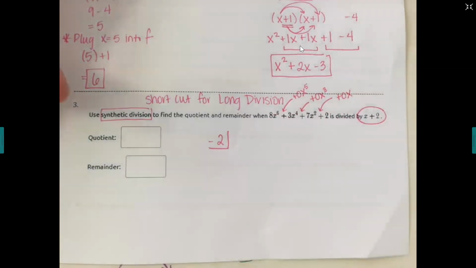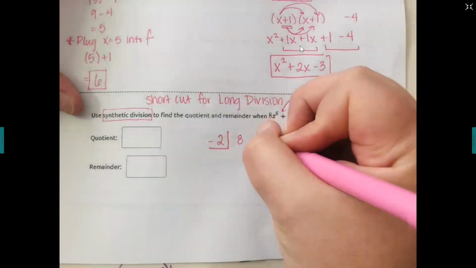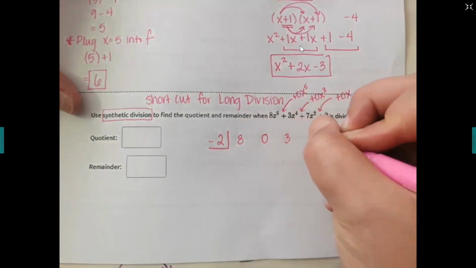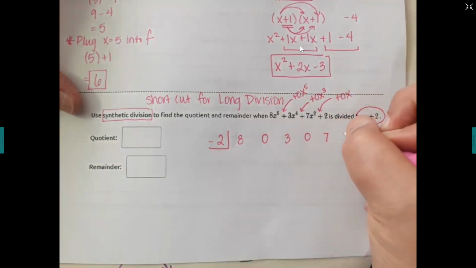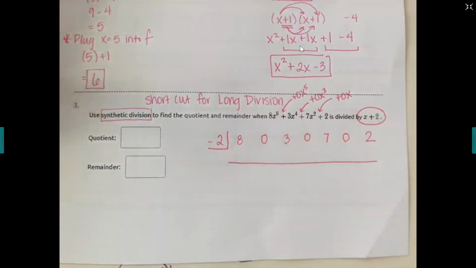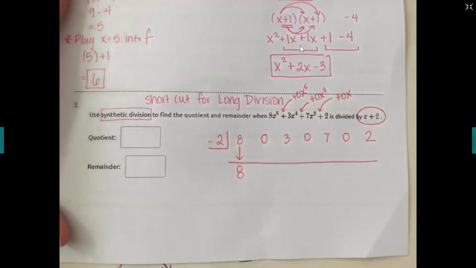Okay, so now let's list our numbers. We're going to start with the 8. Next one's going to be a 0. Next one's going to be a 3. Then another 0. Then a 7. Then another 0. And then a 2. I'm going to start it off for you just to make sure you remember the pattern. What do I do with that first number? Drop it straight down. And then I take that number and multiply it by what? Whatever's in the box, in this case, a -2.